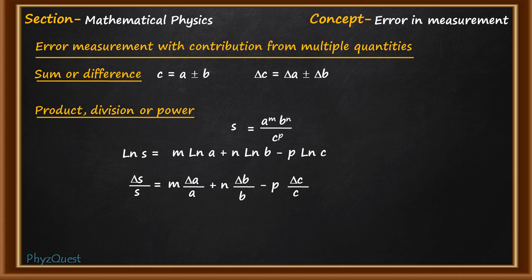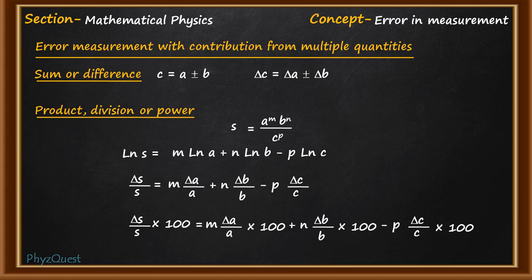Now to calculate the percentage error, we have to multiply by 100 here. So delta S by S into 100 is equal to m into delta A by A into 100 plus n into delta B by B into 100 minus p into delta C by C into 100. As you can see, if we need to calculate the percentage error of this quantity, we should know the percentage error involved in these quantities, and we can calculate it accordingly using such a formula. So we have to follow this type of procedure to calculate the fractional or the percentage error.